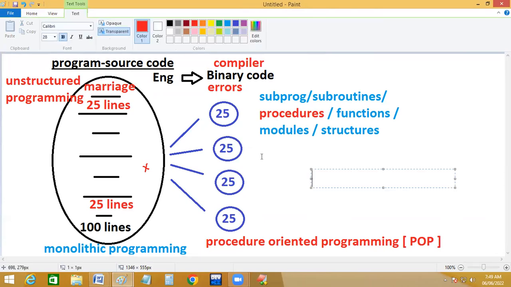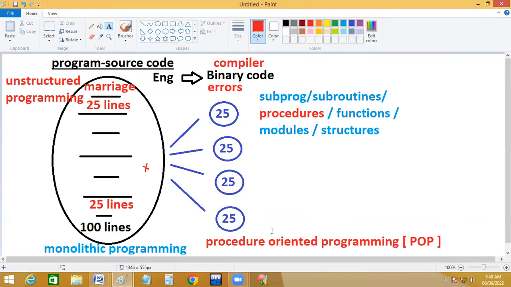Now tell me, a C program is a collection of what? Procedures or functions. Okay, am I right? A C program is a collection of procedures or functions. That's why C programming is called POP. POP stands for procedure oriented programming. Okay, POP full form is what? Procedure oriented programming, and FOP, function oriented programming, or SOP.